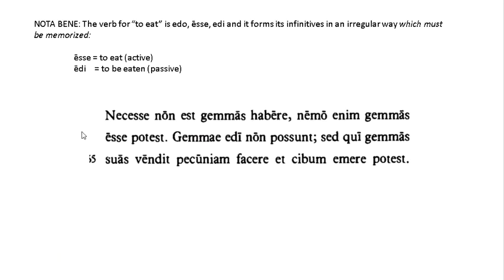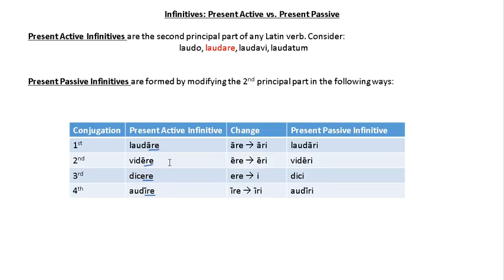Then take a look at the form for the verb to eat. Note that this one is irregular. All of these other infinitives, they're formed this way as the second principal part, and they change into their passive forms in very predictable ways. So any first conjugation verb will change just like this. Any verb ending in are will change its infinitive into ari in the passive. All right. Same thing with videre. Any form in ere will turn into eri in the passive.